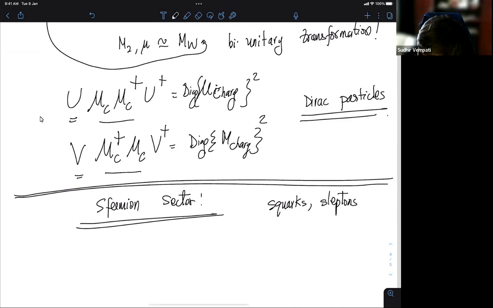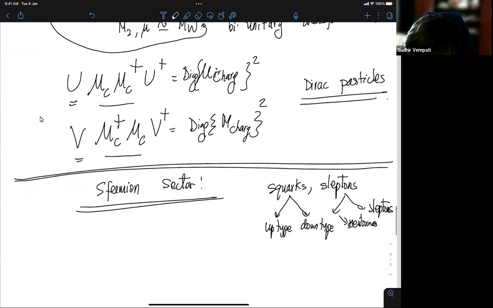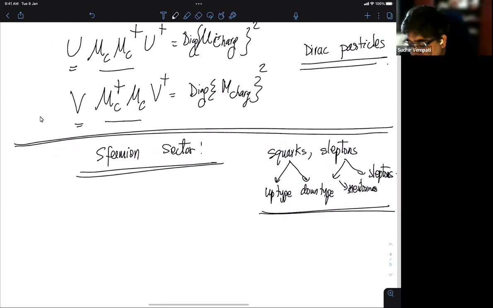and sleptons. In squarks there are two of these, up type and down type. Here also there are two, which are essentially sneutrinos and sleptons. So in principle we have to see four sfermion mass matrices. So what does electroweak symmetry breaking do for these things? Let's remember the sfermion mass matrices.